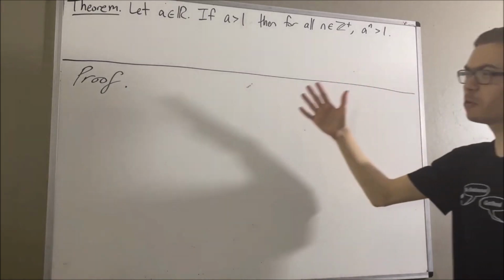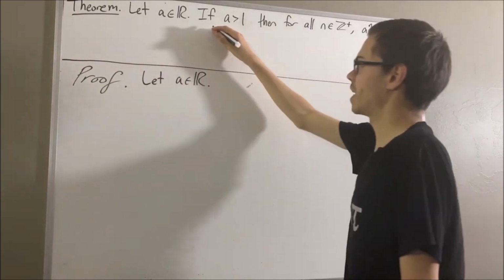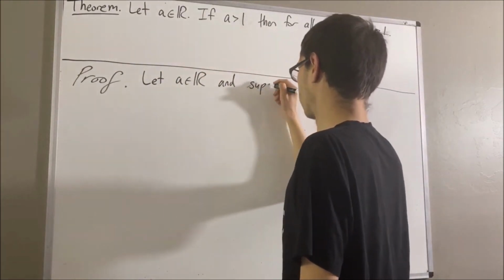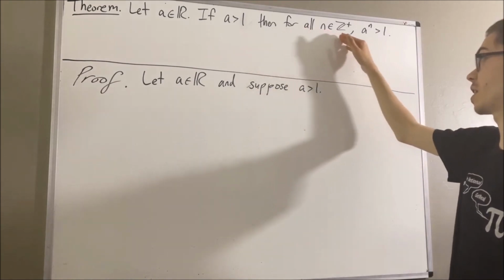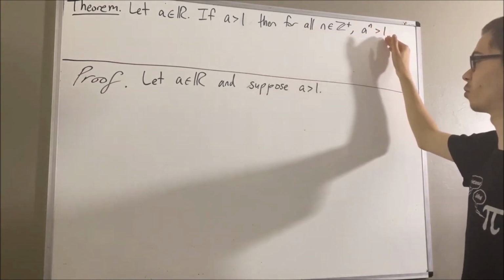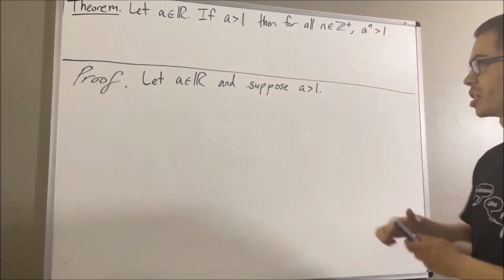Okay, now to begin the proof, let's give ourselves an arbitrary real number a, and let's suppose that a is greater than 1. Now our whole goal at this point is to show that for all positive integers n, a to the power of n is greater than 1. And since we're trying to prove the same about all positive integers, let's use induction.